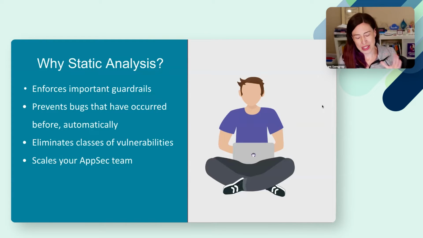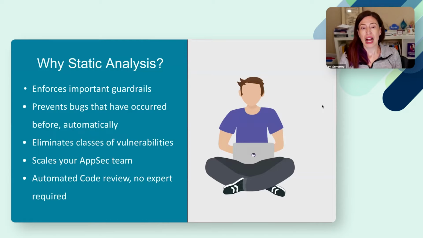Some SASTs are slower than others. Some of them might take a few weeks, but still both types are much, much faster than a human being. And so it helps you scale your AppSec program. It also means you don't have to hire a super duper expert. So I can run one of these super easily.